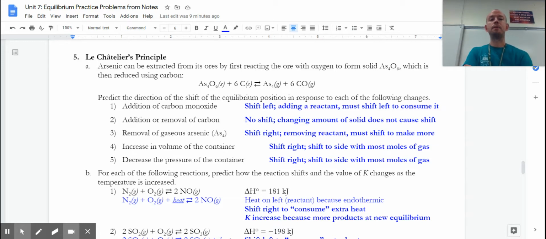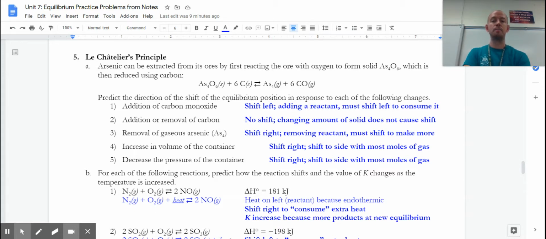Or we can think of it from a reaction sense. I have too much of something on the product side relative to what I had at equilibrium. The reaction needs to use that extra amount. It would shift left, making more of both reactants. It would consume the extra carbon monoxide, and it would also consume some of the arsenic gas because I need both of these things in order to make more reactants. So I would use the extra, but I would also use some of the As4 that was there.